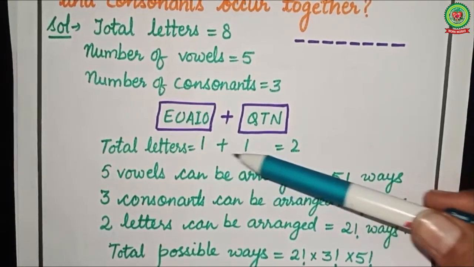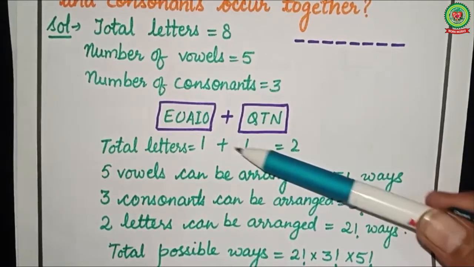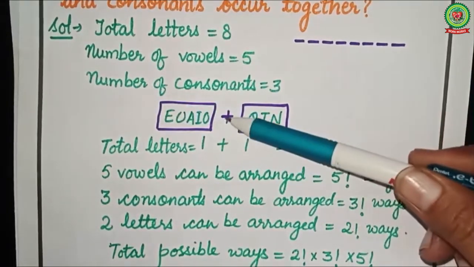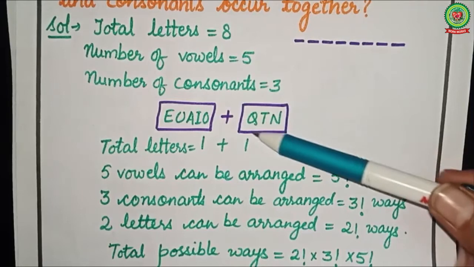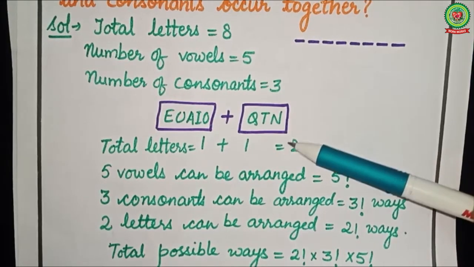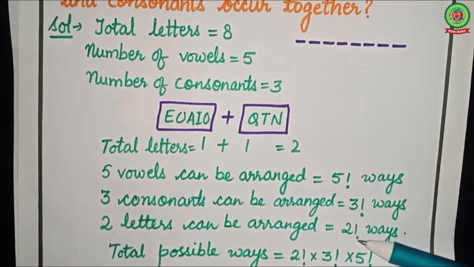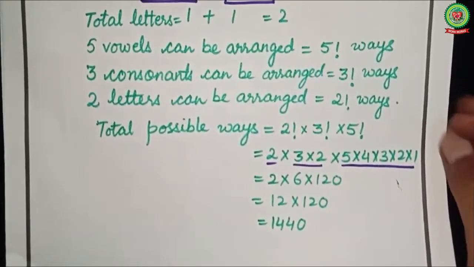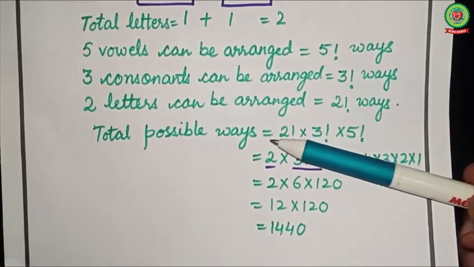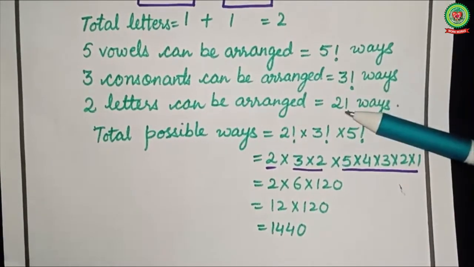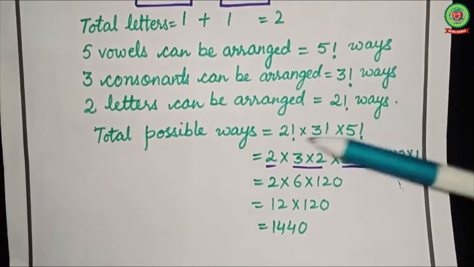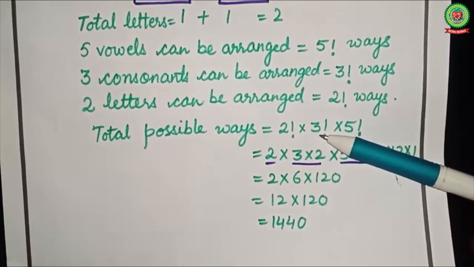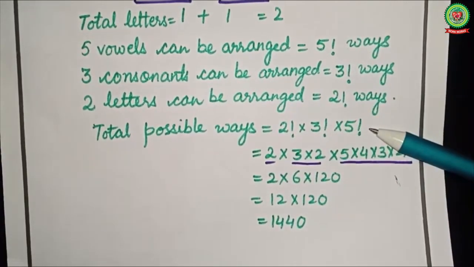And finally, we are having 2 letters only because we have considered all vowels as one letter and all consonants as one letter. So total arrangement is equal to 2 factorial. So total possible ways can be calculated by multiplying all these factorials. So it is 2 factorial into 3 factorial into 5 factorial.